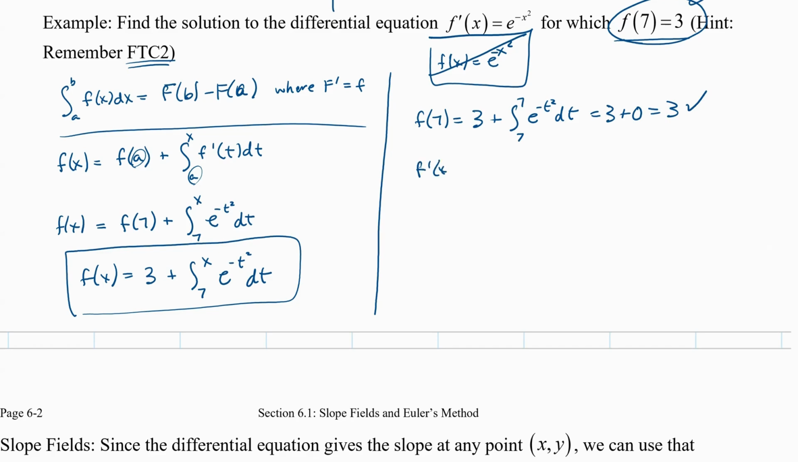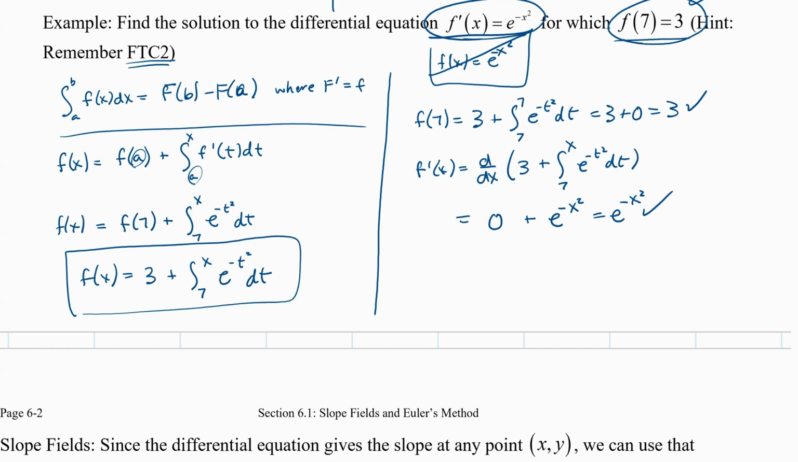What about the derivative? What happens when I take the derivative of this proposed solution? Well, derivative of 3 is 0. The derivative of the integral from 7 to x, well, this looks like an application of fundamental theorem of calculus part 1. And we get e to the negative x squared. That's what we said the derivative was. So we meet both criteria. So for every function that goes to a particular point, we can use this particular ploy and find a solution, even if we can't find an antiderivative.